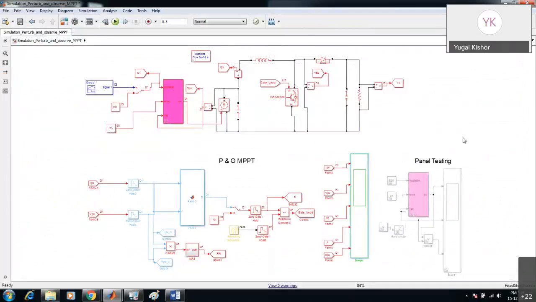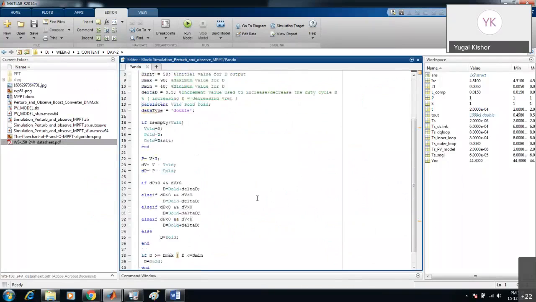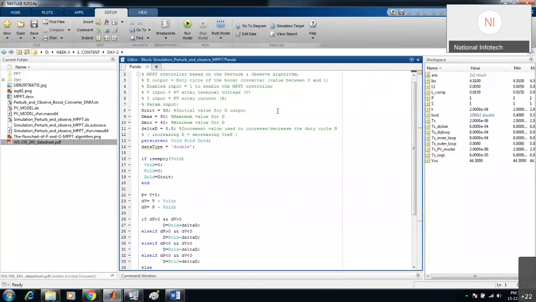Yes, sir. Sir, what is the range of the duty cycle? Right now we have kept the minimum, and it will go from 40 to 90. Is there any range for the operation of the boost converter? Yes, in order to get maximum efficiency in the boost converter, we want it to run at around 50% duty cycle. That's why we have kept this minimum range not lesser than 40% duty cycle.